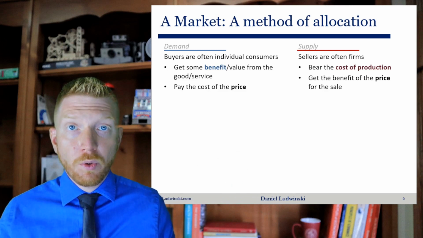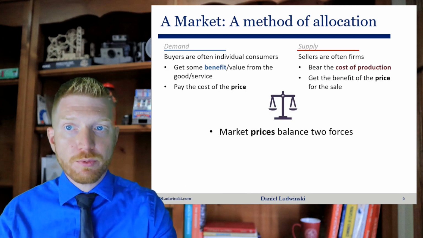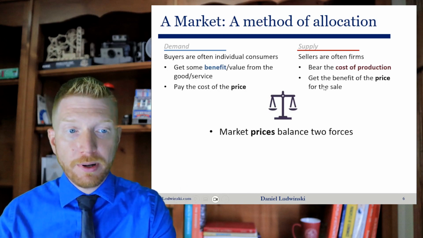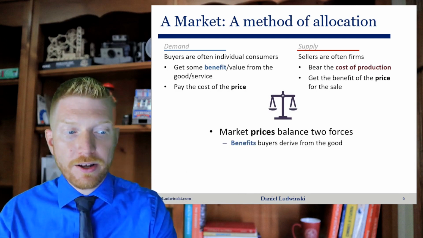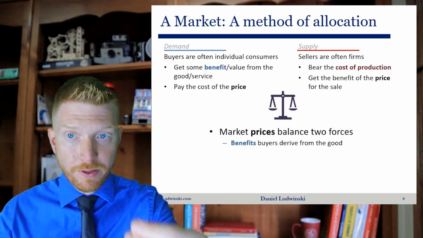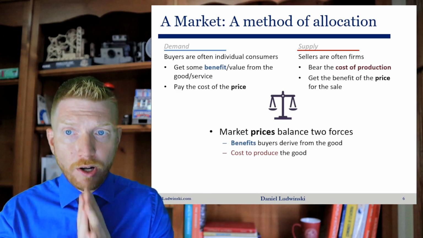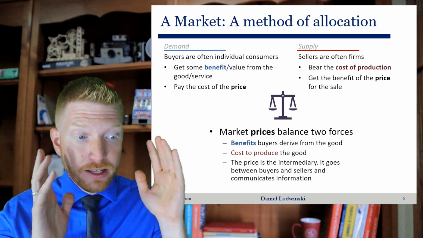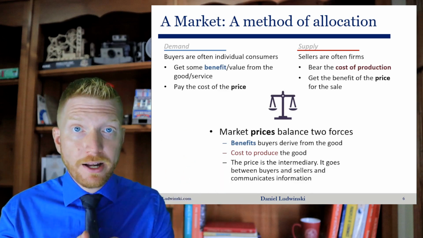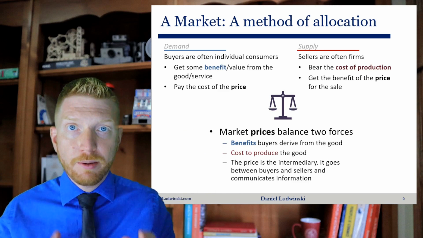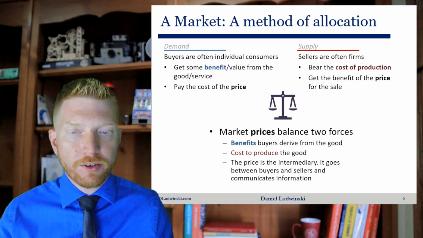What the market is doing is balancing two forces, and the market price, which you can see here, shows up for both the buyers and the sellers, and is the force that is doing this balancing. Buyers are benefiting from having the good, and the sellers are bearing the cost, and the price simply is the intermediary, the thing that is going between and communicating information from buyers to sellers. And this is a point that I am going to be emphasizing throughout the course: the role of prices in society and in markets.